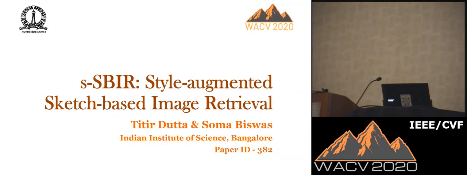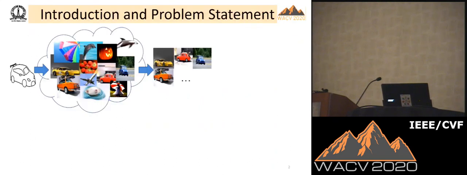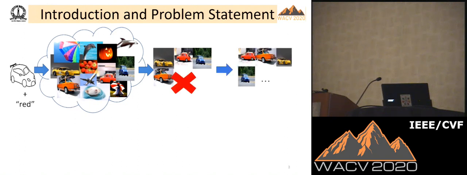Hello everyone, my name is Dite Datta and this talk is about our work on sketch-based image retrieval with an additional style condition, which we term as style augmented SBIR or SSBIR. Here is a brief introduction to the application we addressed. Traditional SBIR queries a sketch against a set of natural images. However, SSBIR further restricts that search with an additional style keyword given by the user.